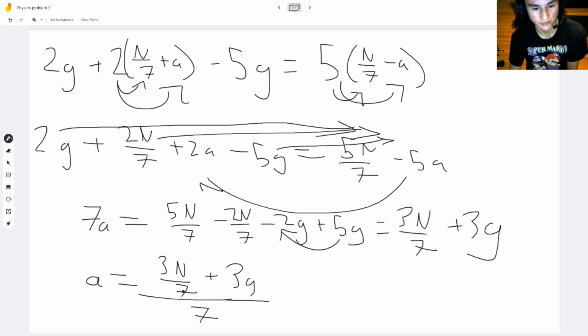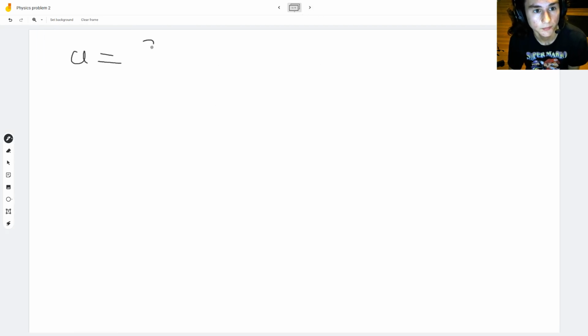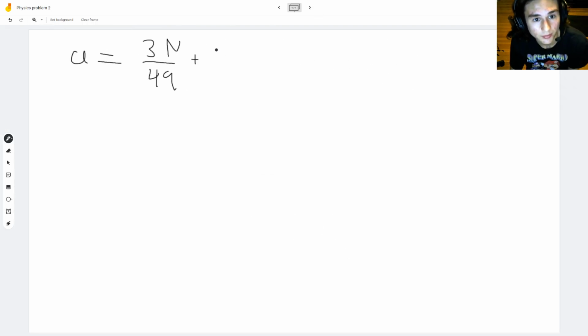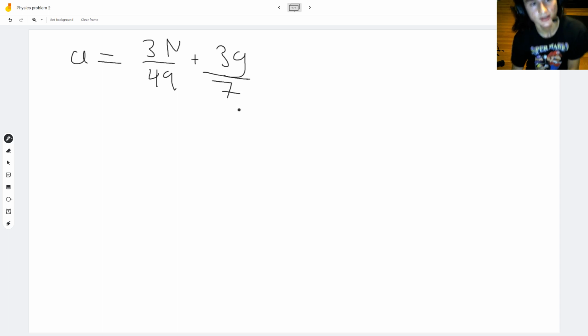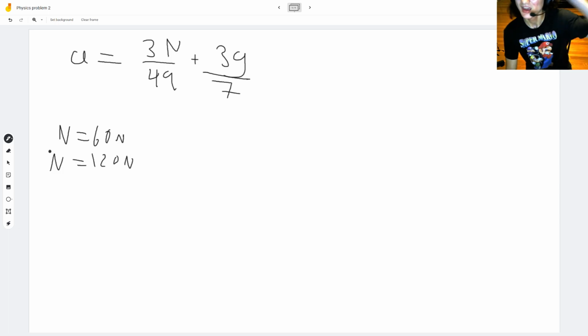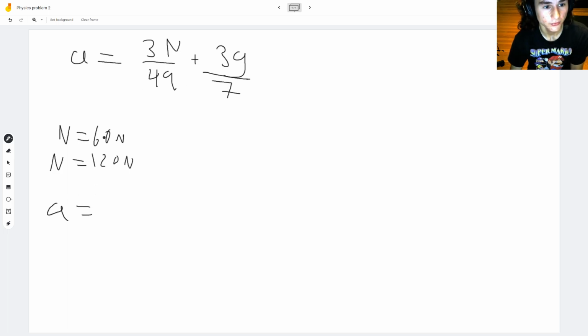So instead of 3n over 7 over 7, I'm going to do 3n over 49, because 7 times 7 is 49. And then we're going to add, from the other page, 3g over 7. So now, if we know that n is equal to 60, and then n is also equal to 120, these are both in newtons, that's what my n stands for, kind of confusing, sorry about that. So, basically, this would mean that our value of a for the first one is 3 times 60 over 49, that's supposed to be parentheses, plus 3g over 7.